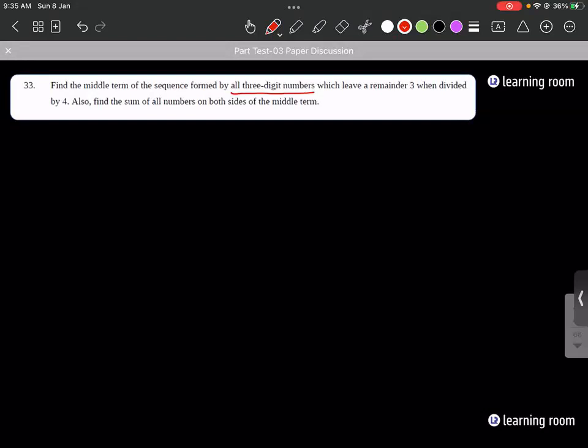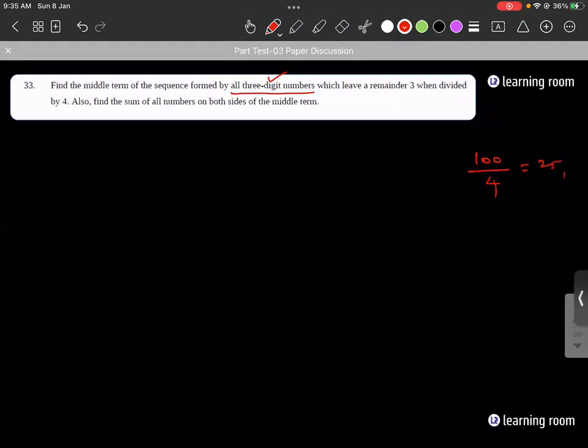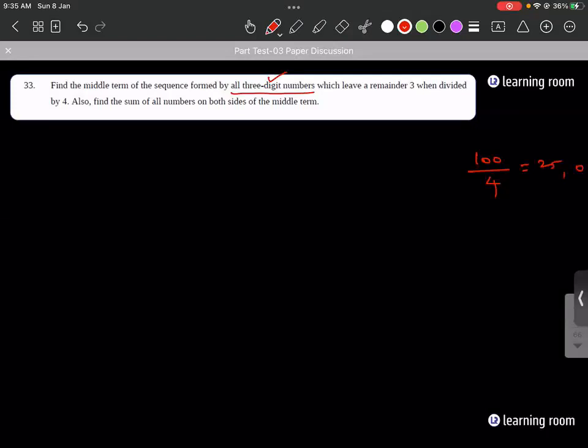They're saying there are 3-digit numbers. Find the middle term of the sequence formed by all 3-digit numbers which leave a remainder 3 when divided by 4. What is the first 3-digit number which leaves a remainder 3 when divided by 4? The first 3-digit number is 100. When I divide 100 by 4, I get 25 as the quotient and the remainder is 0. If I want this remainder to be 3, the number should be 103. That is the first number.